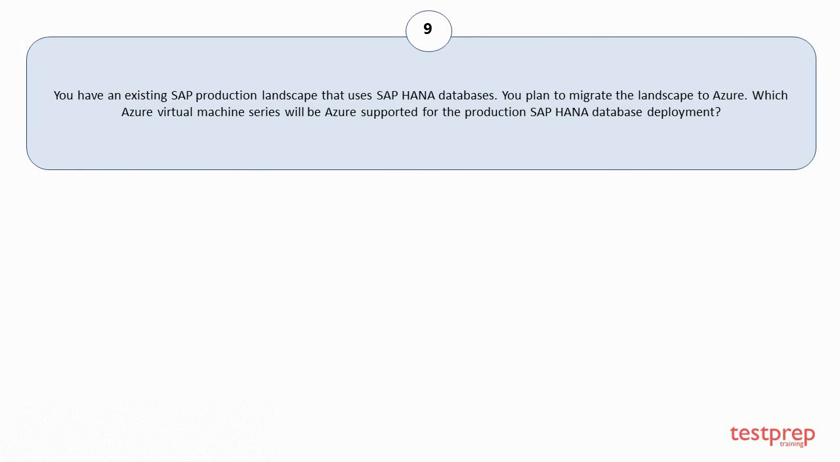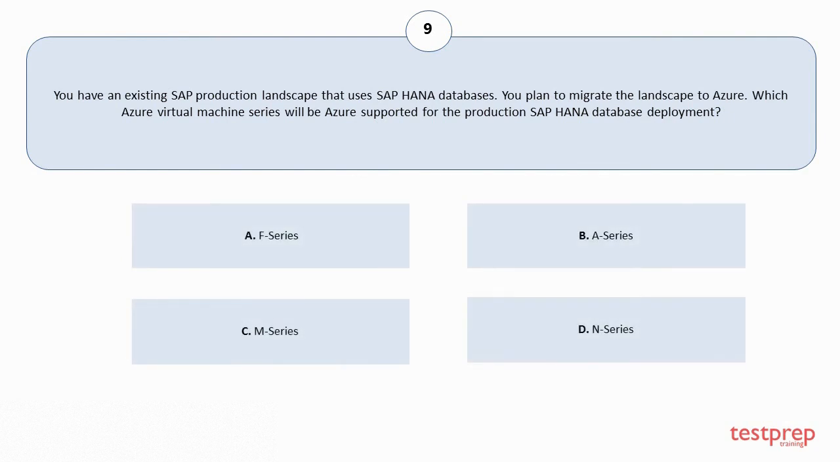You have an existing SAP production landscape that uses SAP HANA databases. You plan to migrate the landscape to Azure. Which Azure Virtual Machine series will be Azure supported for the production SAP HANA database deployment? Your options are A. F series, B. A series, C. M series, D. N series. The correct answer is option C.